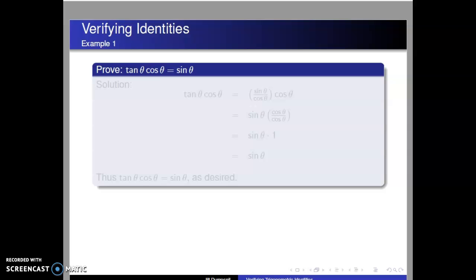First, let's prove that tangent theta times cosine theta equals sine theta. For our solution, we'll start with one side. The product tangent theta times cosine theta is the more complicated of the two expressions. We replace tangent theta by the ratio sine theta over cosine theta. Next, we use a fraction multiplication property to rewrite the product. Then replace cosine theta over cosine theta by 1, and we get sine theta. Therefore, we have established the desired identity.